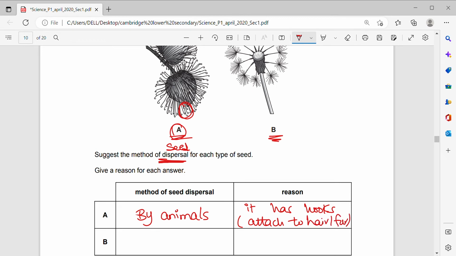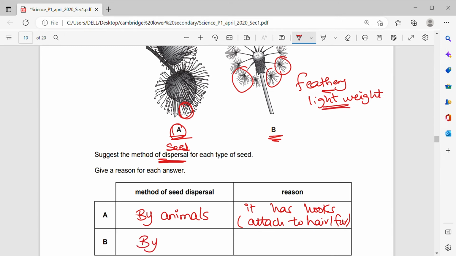Now let's look at the other one. If we look at the other seed, this looks feathery and it looks like it's lightweight. So feathery and lightweight, it could be dispersed by what? By wind. Great. Why? Because it's feathery and lightweight.